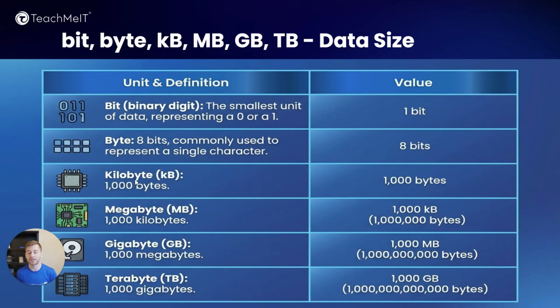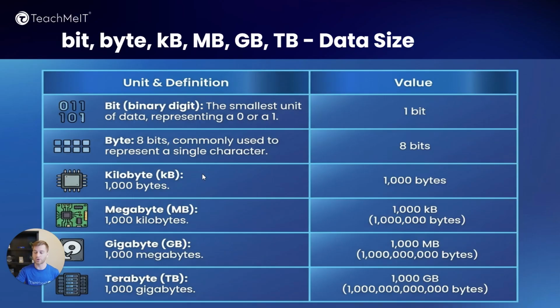From here, we have kilobytes, or lowercase k, uppercase b. This is 1,000 bytes. So 1,000 bytes, not 1,000 bits. Same thing with megabytes, or uppercase m, uppercase b. This is 1,000 kilobytes. From there, we have gigabytes, or uppercase g, uppercase b. That's 1,000 megabytes. From here, we have terabytes, or uppercase T, uppercase B, and that's 1,000 gigabytes.